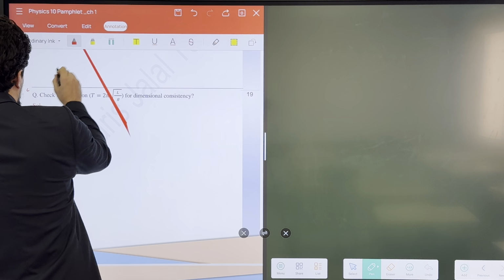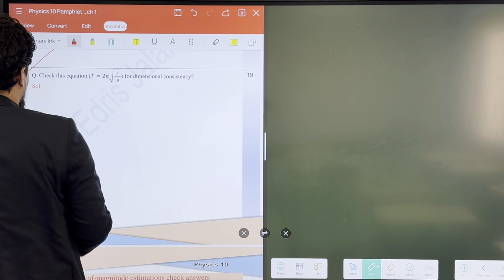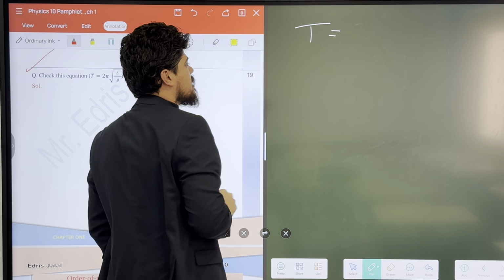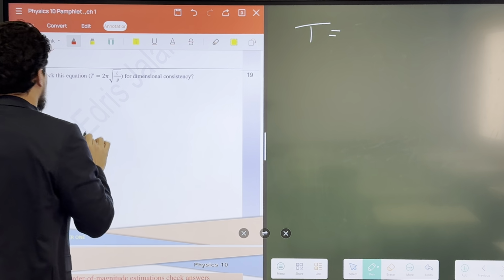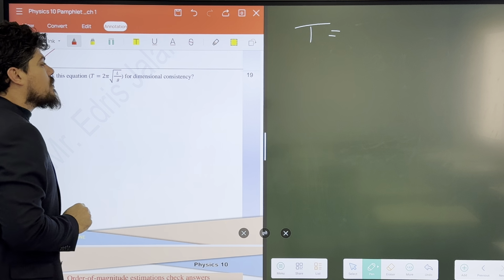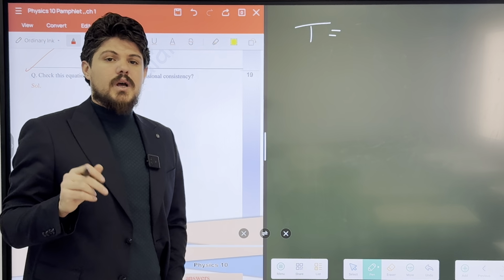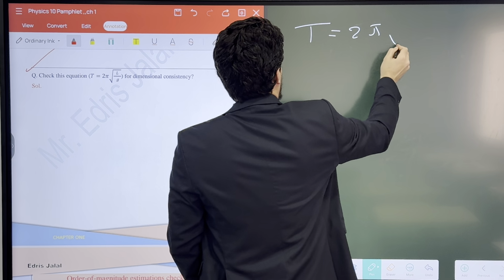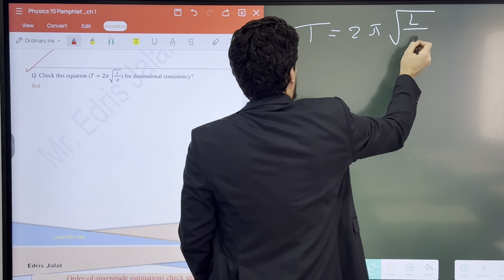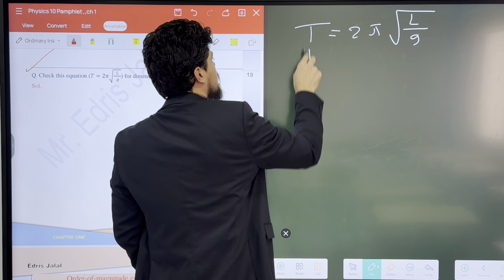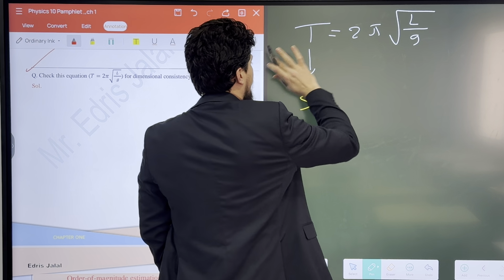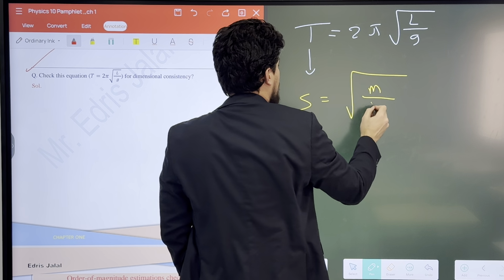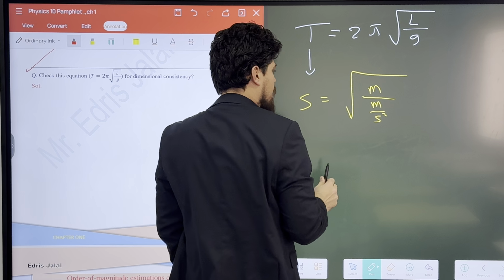Guys, another question. Check this equation. T is period, measured in second. This is time. It should be mentioned in the question. What do you mean by this capital T is period? The time taken for one complete cycle is equal to 2 pi square root of L over g. What is the SI unit of period? Second. 2 pi has no unit. L, meter. Gravity, meter per second squared.